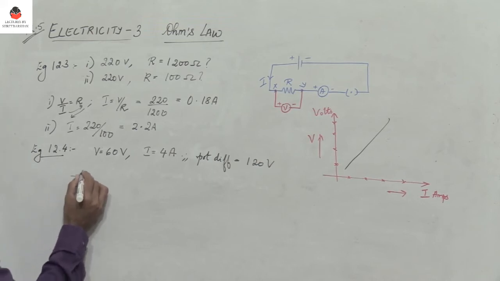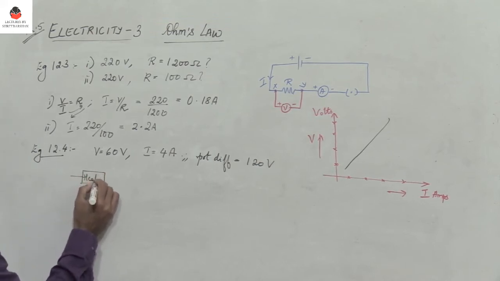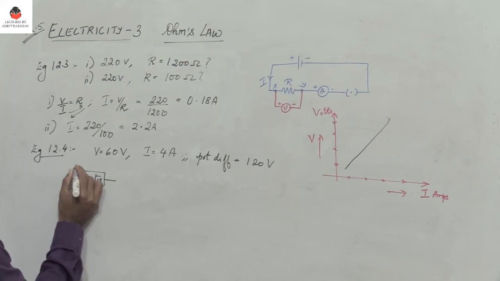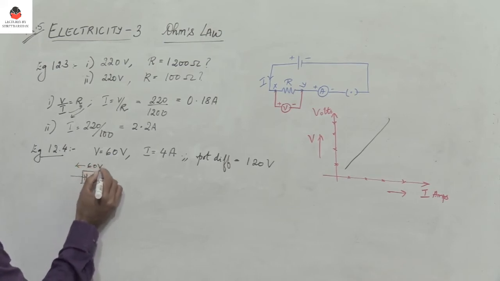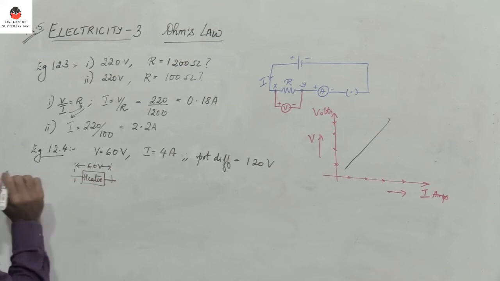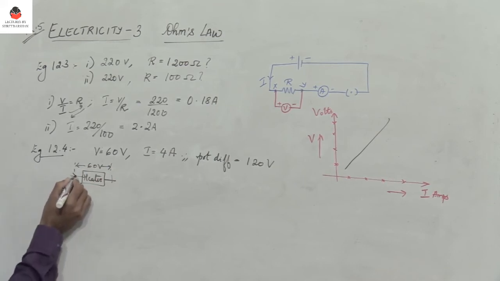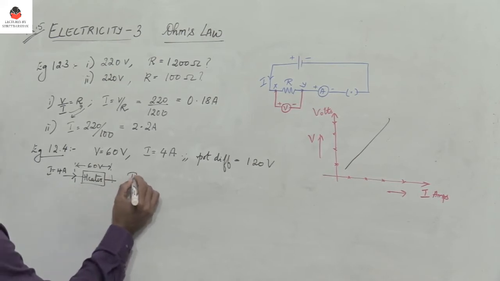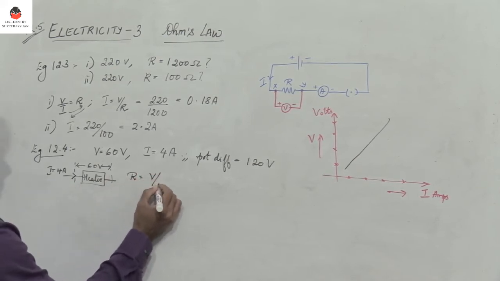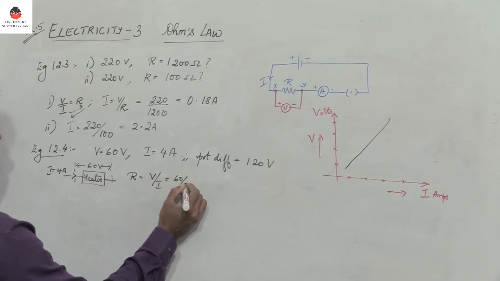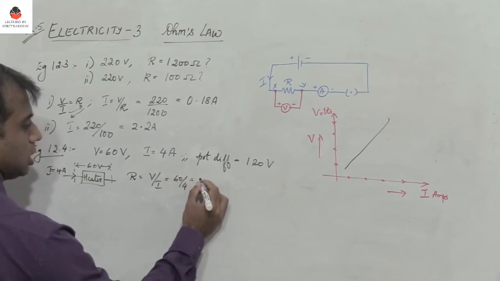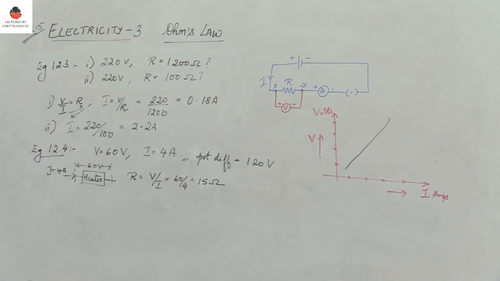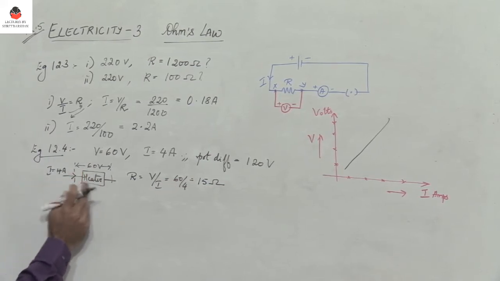So there is an electric heater, and the potential difference across the electric heater is 60 volts. And what is the current which it draws? It is 4 amperes. So this is the current I which it draws. Now let us try to find the resistance. What is the resistance of the heater? So R equals V by I, which is 60 by 4, which is equal to 15 ohms. So the resistance of the heater is 15.